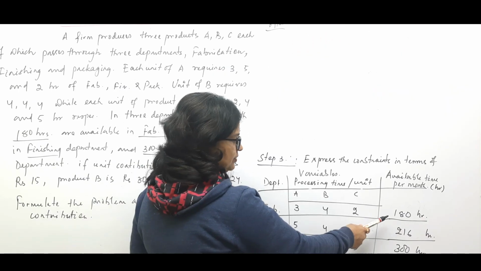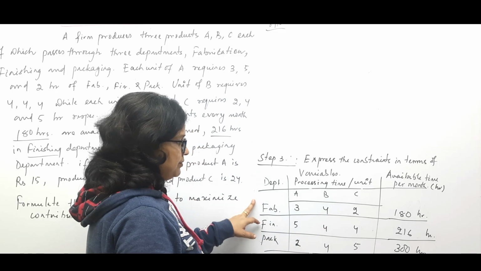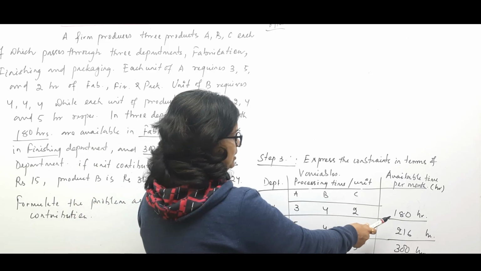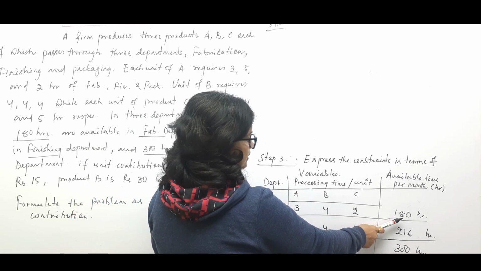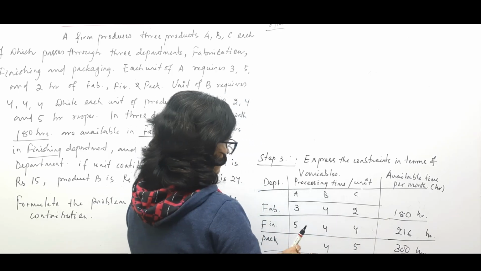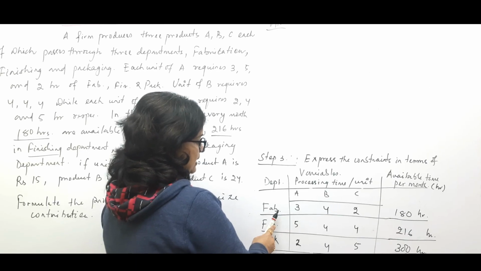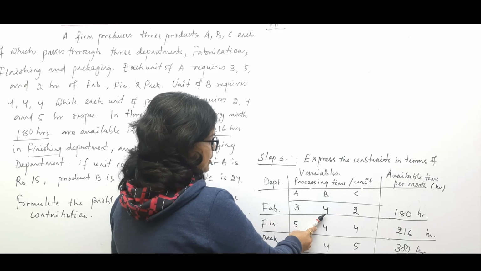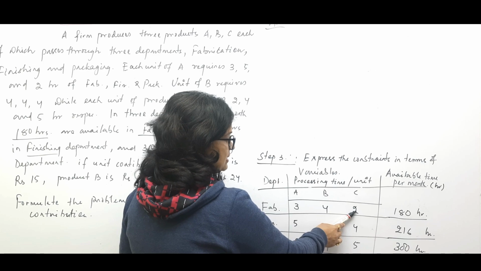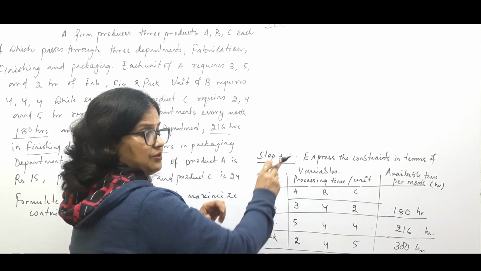So as you know, these are our constraints. So how are we going to write them in terms of our variables? Let us see. Fabrication needs per month 180 hours. We cannot exceed 180 hours. Product A takes 3 hours for fabrication, product B takes 4 hours, and product C takes 2 hours. So how are we going to write it?